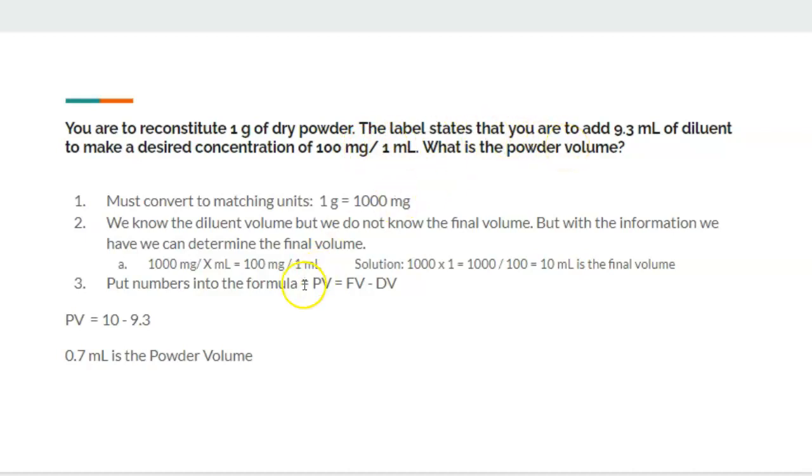So we're trying to solve for PV. The first thing we need to do is, if you look here, we're in grams and milligrams. So we must convert to match the units. 1 gram equals 1,000 milligrams, so we're just going to change that to 1,000 milligrams. That'll be easier. Now we know the diluent volume, but we do not know the final volume.